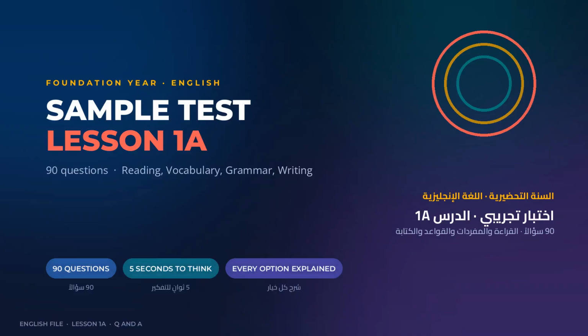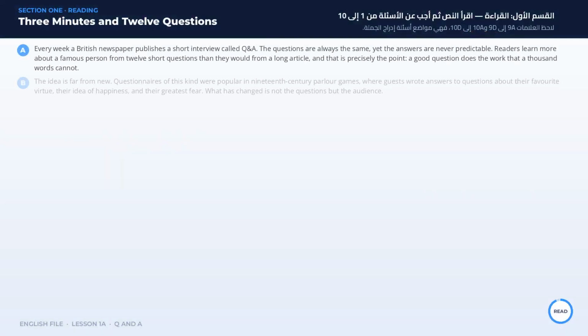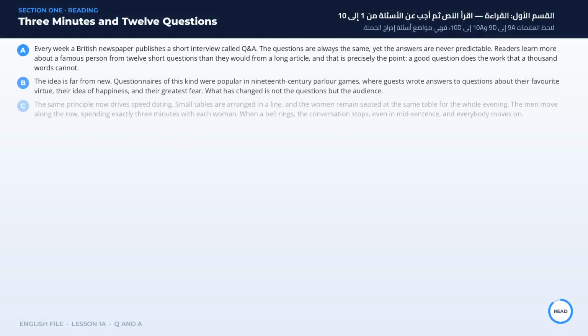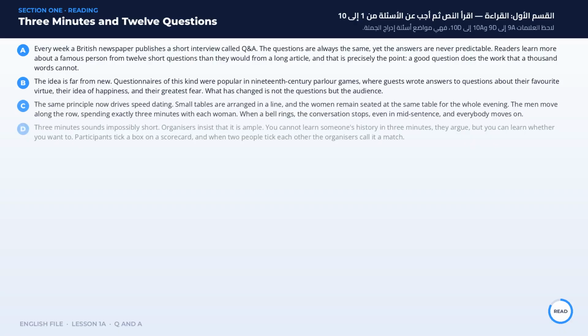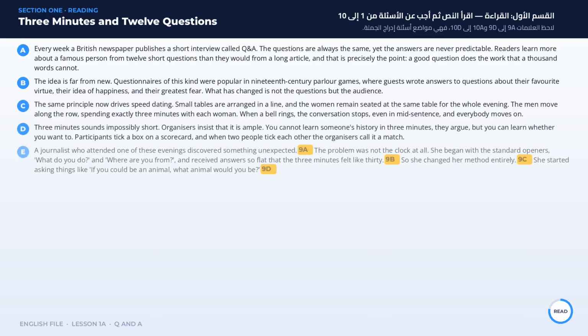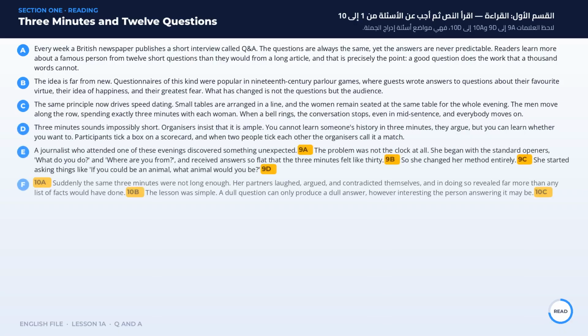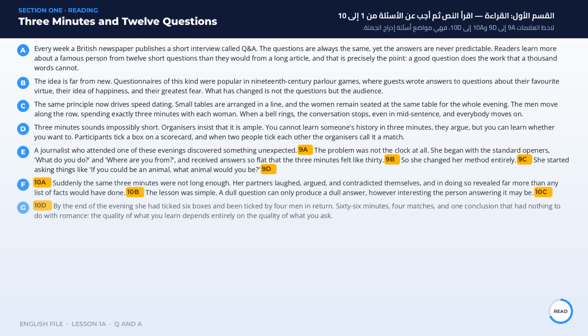Every slide is written in English and Arabic. Take a sheet of paper and number it 1 to 90. Section 1. Reading. Here is the passage. All 10 reading questions come from it. Read it now and notice the markers 9A to 9D and 10A to 10D. Those are the 2 insert a sentence questions.